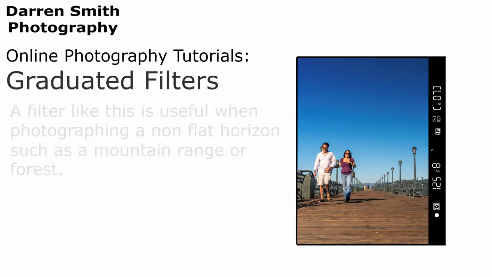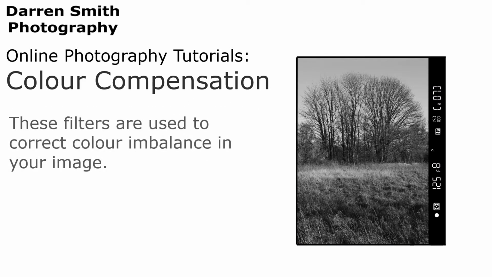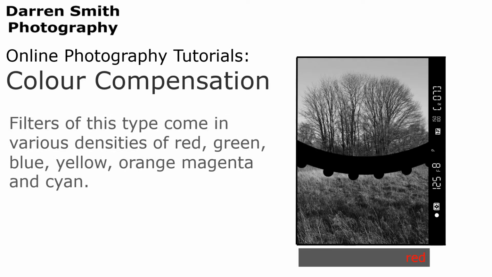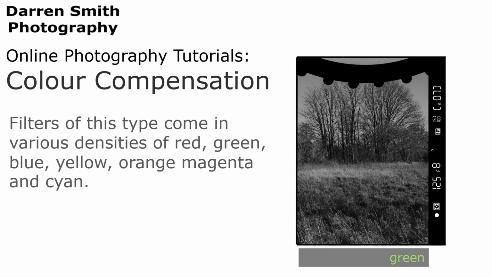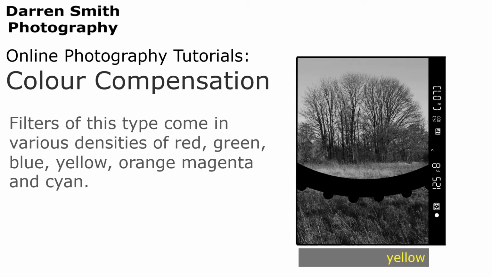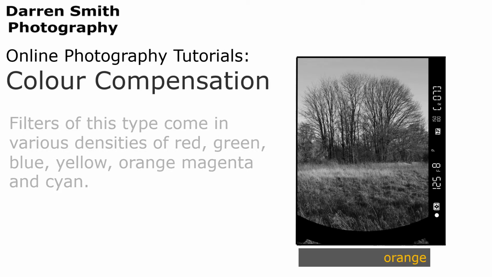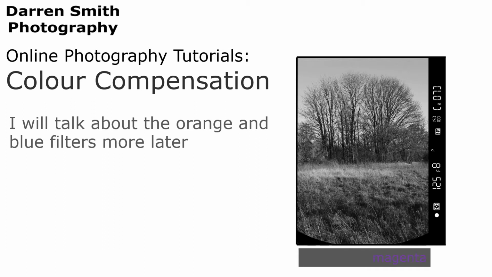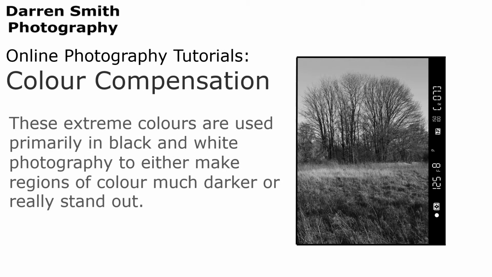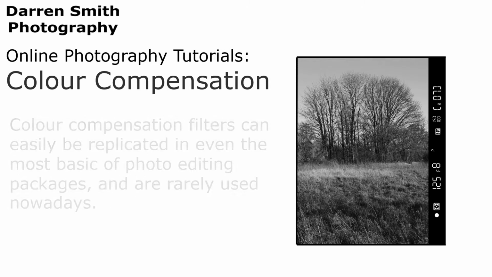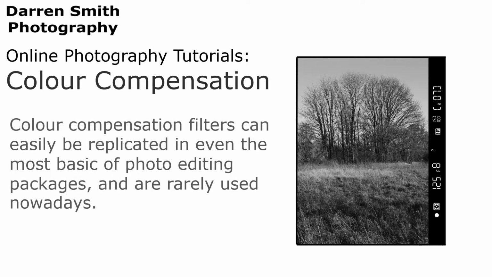Colour compensation filters are used to correct colour imbalance in your picture. Filters of this type come in various densities of red, green, blue, yellow, orange, magenta and cyan. I will talk about the orange and blue filters a little more later in this tutorial. These extreme colours are used primarily in black and white photography to either make regions of colour much darker or really stand out.